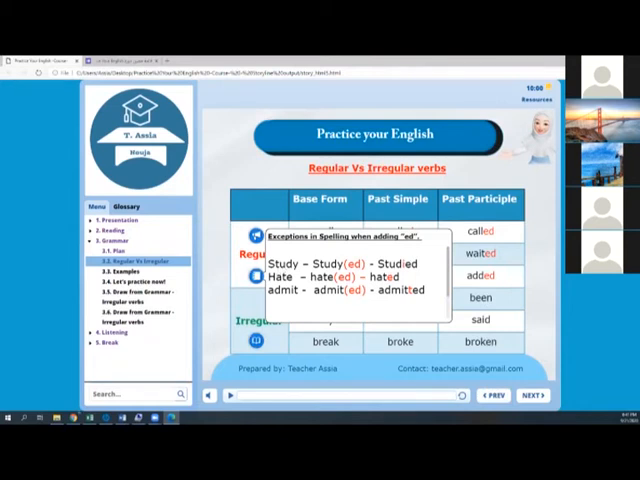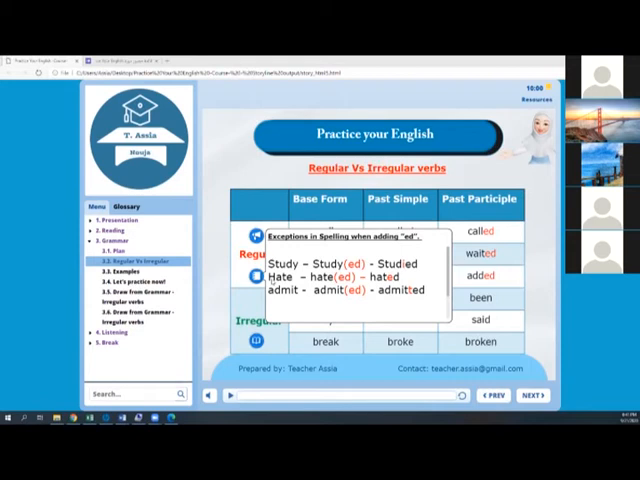If I ask you to write it, study, you add ed, okay, studied. But when you write, don't write it like this, studyed. Like this, it's false. So you drop Y, you replace it by I, as you see here. So we drop Y, we replace it by I, and we add ed.